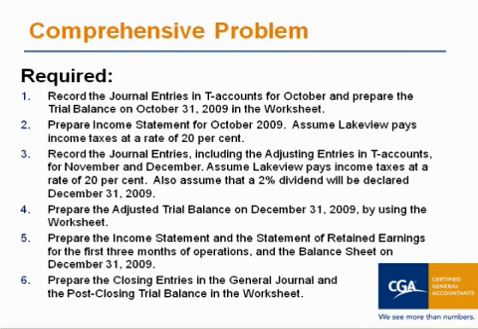So we'll be carrying over our summarized information from our key account to our trial balance, and with our trial balance, we're going to prepare our income statement. In task 3, requirement 3, we're going to record journal entries, including adjusting entries in our key accounts for November and December, and we'll assume that Lakeview pays income taxes at a rate of 20%. Also assume that a 2% dividend will be declared on December 31st.